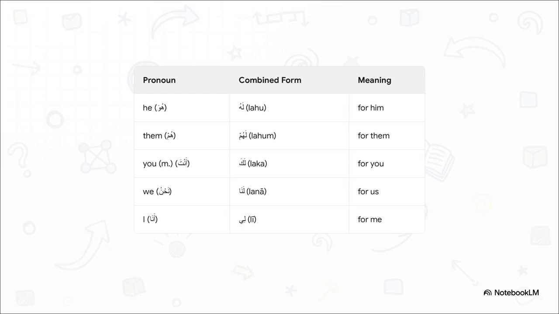Now, notice something interesting. The preposition li actually changes its vowel sound to la for most of these pronouns. So you get lahu, lahum, laka, lana. But there's always one that breaks the pattern, right? For the I pronoun, it stays li. So for me is li. It's a small detail, but a really important one to lock in.